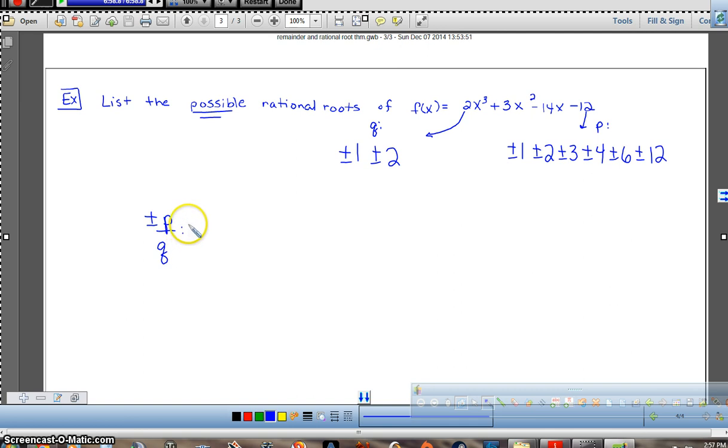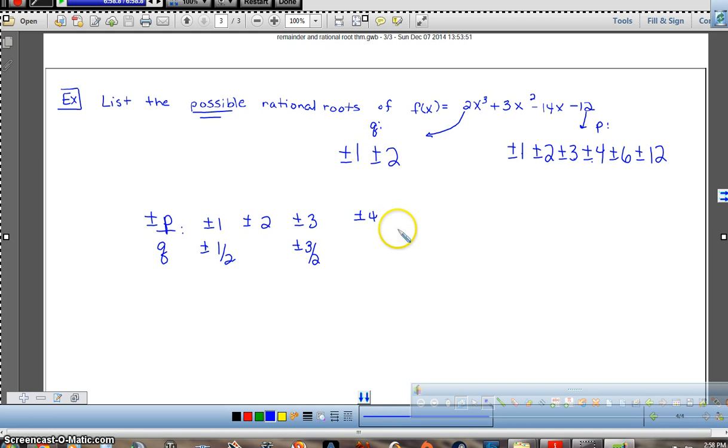So our possible solutions would be 1 over 1. So that's just 1. And then 2 over 1. 1 over 2. 2 over 2 is just 1, so I don't have to write that again. 3 over 1. 3 over 2. And we have 4 over 1, which is just 4. 4 over 2. Well, 4 divided by 2 is 2. We already have that down. I don't have to write it twice.